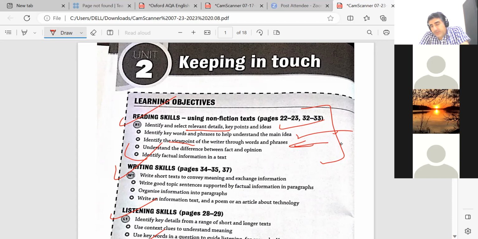How can you define this? How can you define his attitudes? How can you infer his attitudes without giving direct expressions about this? Also, understand the difference between fact and opinion. This is really important, brothers. The difference between fact and opinion. Any ideas about this? What is the difference between fact and opinion?